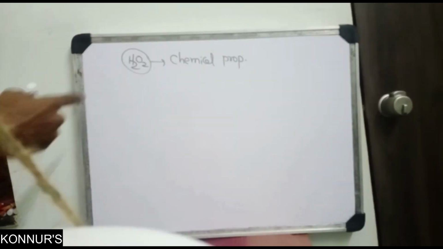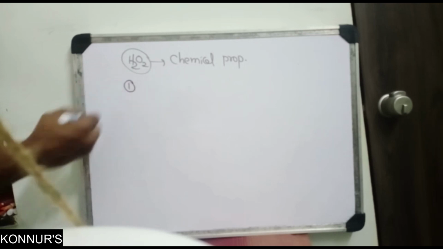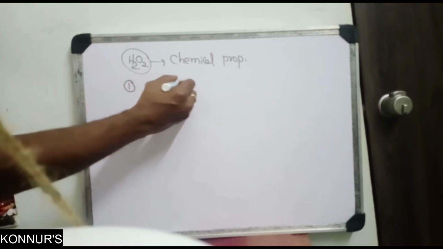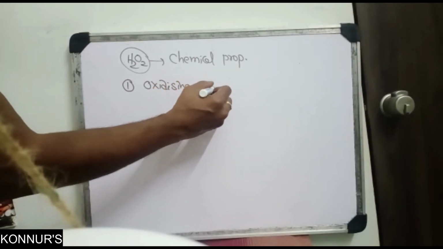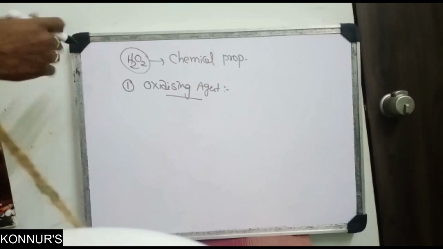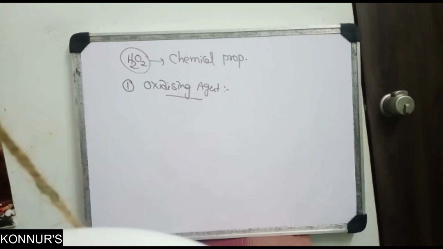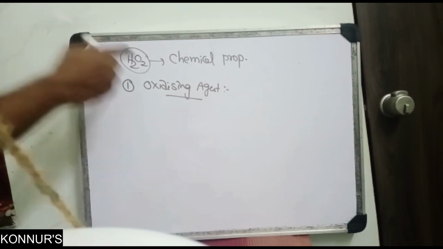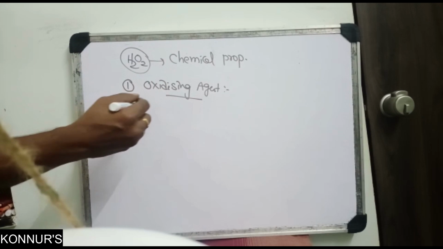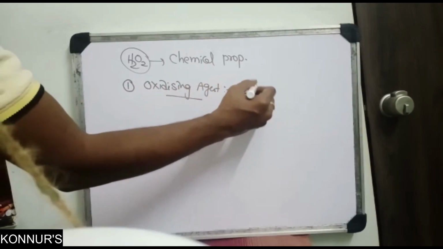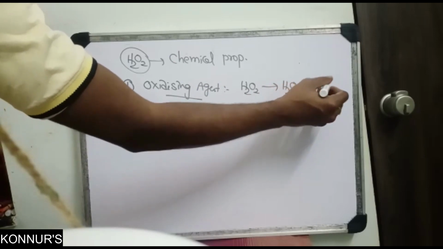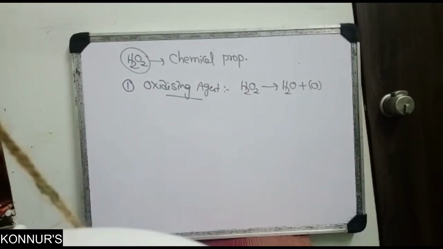Next, hydrogen peroxide chemical properties. There are mainly two important points. One is oxidizing agent. It acts as an oxidizing agent as well as a reducing agent. Because of oxygen supplying, that means oxidizing; hydrogen supplying means it is a reducing agent. Oxidizing agent means the oxidation state will increase. In what way? H2O2 becomes H2O plus nascent oxygen. This is responsible for oxidizing.